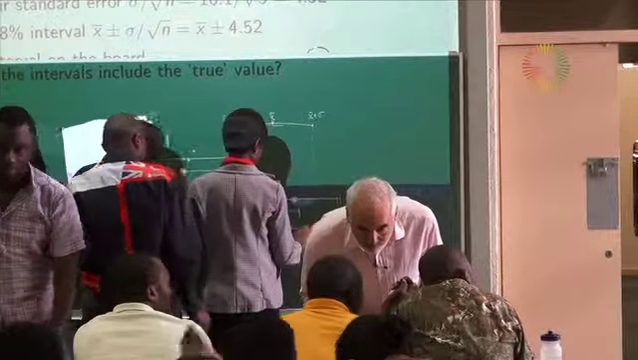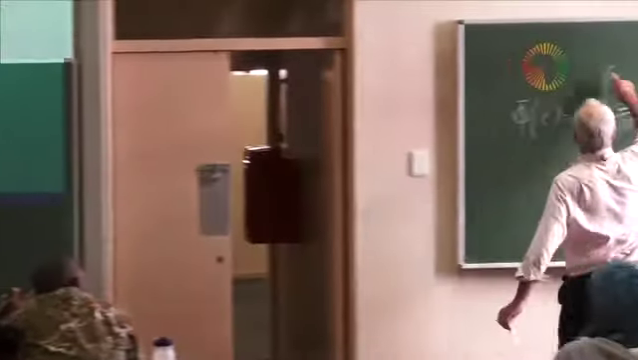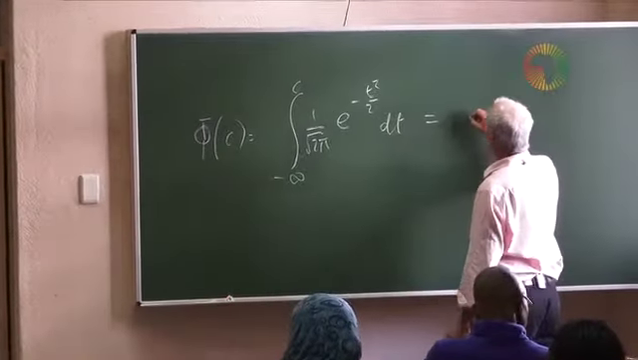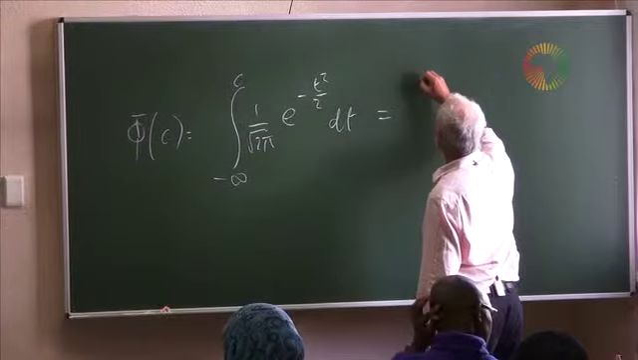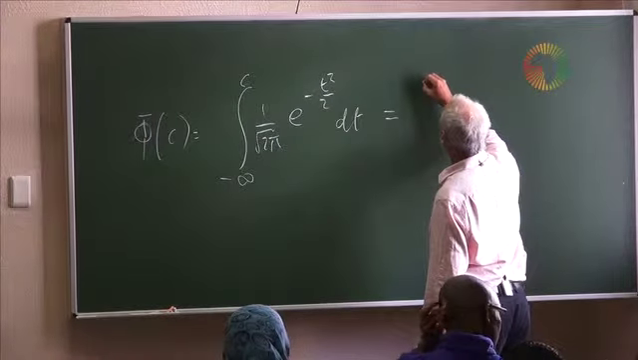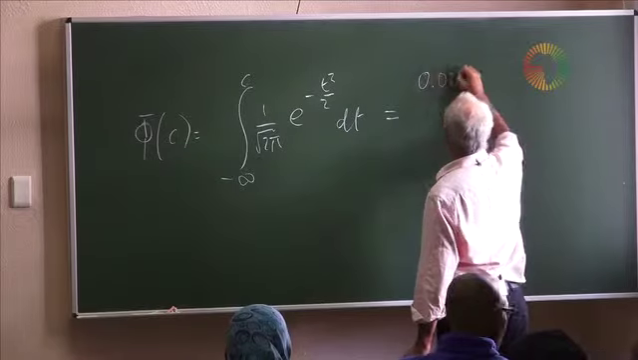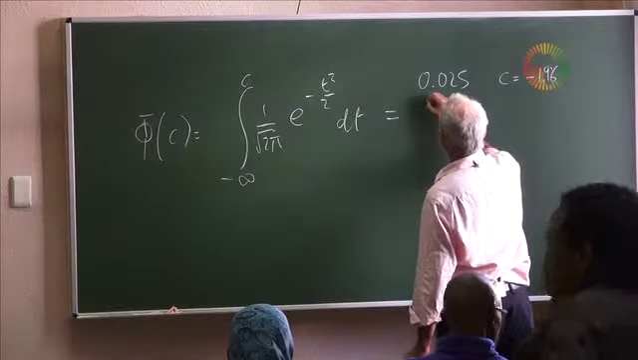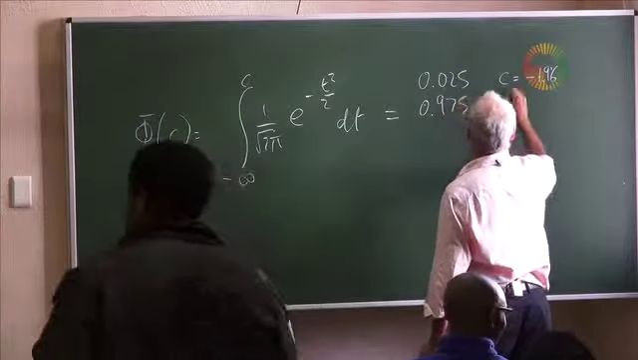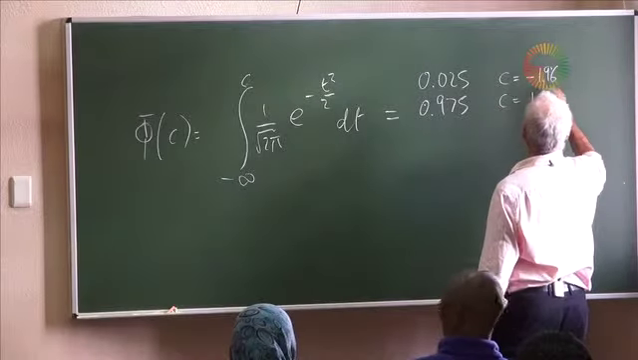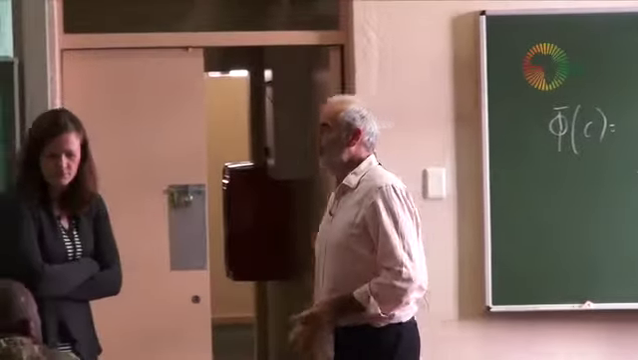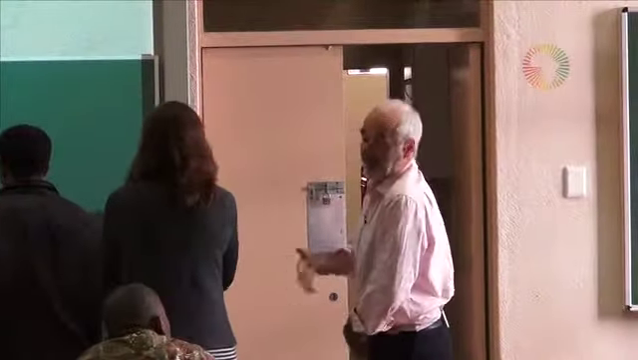Is that a function of c? Yeah, it's a function of c, because c is the top end of the integral. So this equals 0.025 when c equals minus 1.96, and equals 0.975 when c equals 1.96, etc. You can just get that from R or any program, or on some calculators.